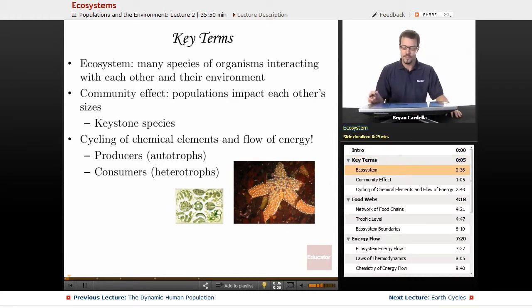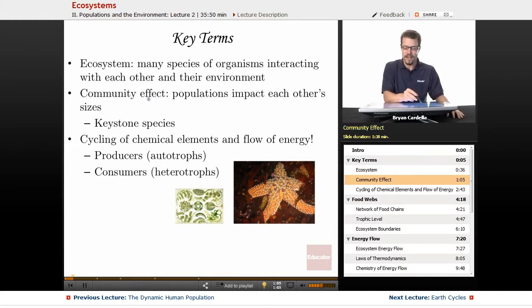So, in terms of ecosystems, here are some key terms. What is an ecosystem? Well, it's many species of organisms interacting with each other and their environment. So it's really taking into account different populations of different species, which together would form a community, and the community of all those interacting species, taking into account abiotic factors: temperature, precipitation, latitude, longitude, all those things. You get different ecosystems from that.